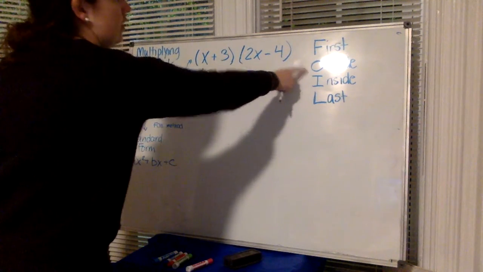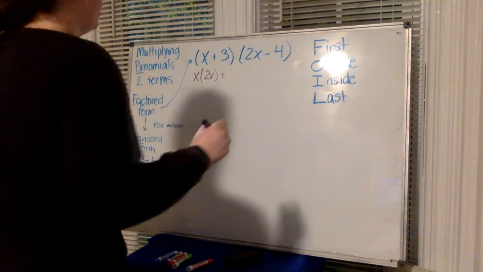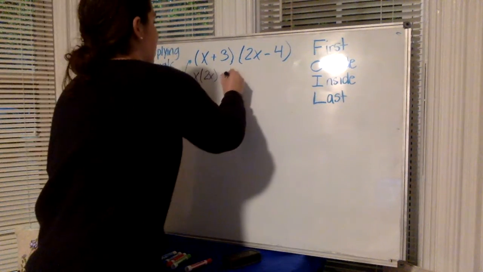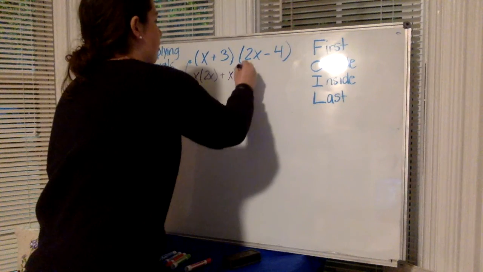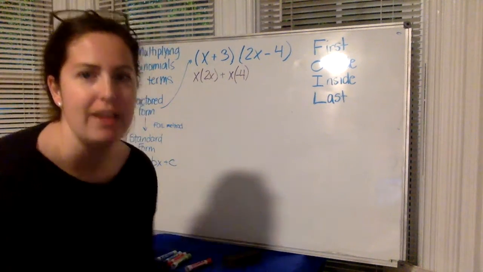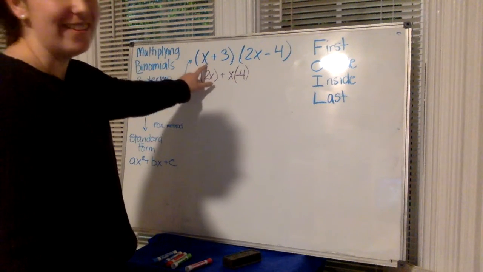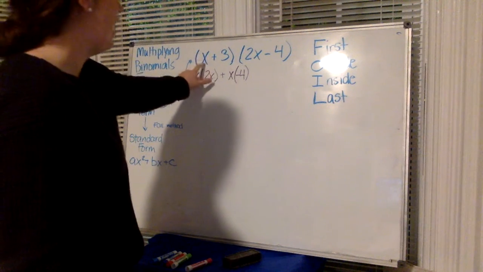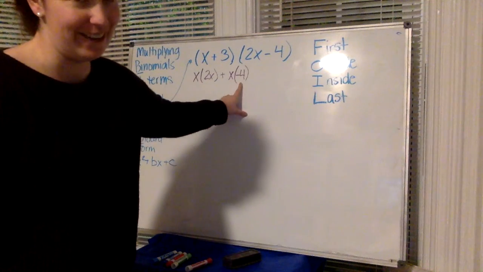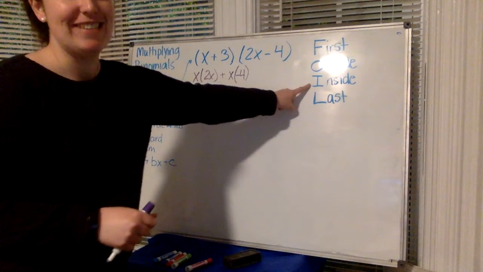The next step is outside. Outside terms, x times negative 4. So we're doing x times negative 4. There we go.